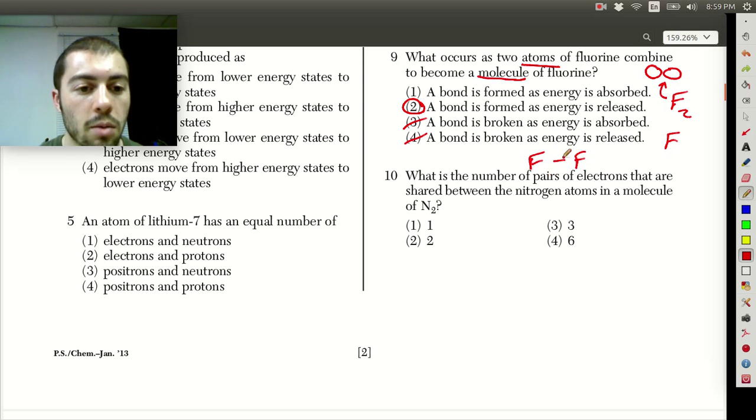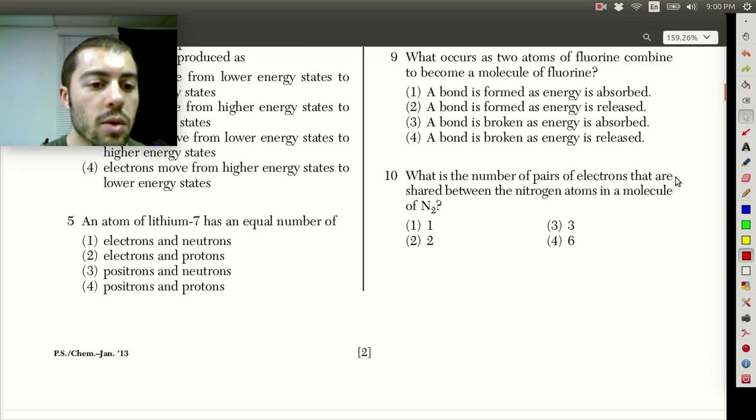If you break a bond, that requires energy, because this bond is holding these two atoms together. You have to give it some sort of energy to break that bond. But in this case, we're going from atoms to a molecule. We're forming a bond. In that case, energy is going to be released. Forming bonds is always exothermic. So that would be answer choice 2 here.